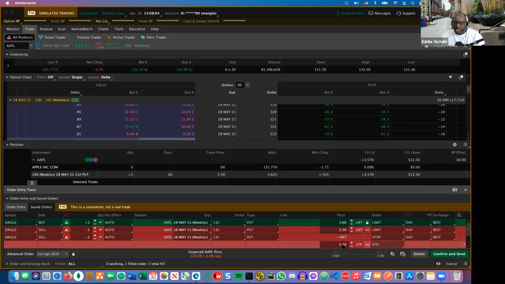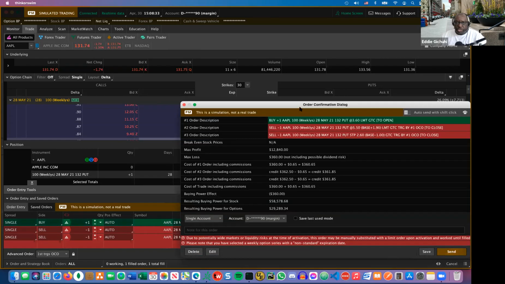The other thing that I need to do is change these to good till canceled. All right, good till canceled. So I'm going to choose that GTC right there, GTC over here, and let's see whether this is going to actually work. Market orders with a good till canceled may not work together, but we'll see how that works. And then I will confirm and send.